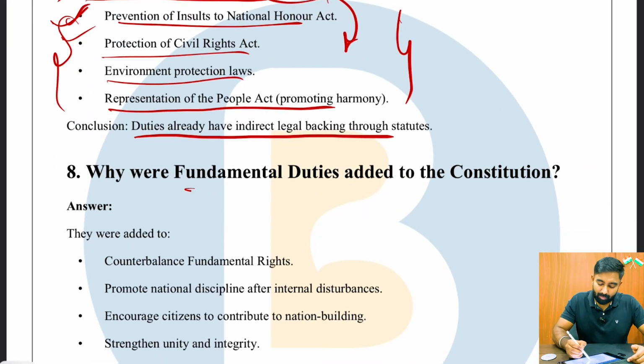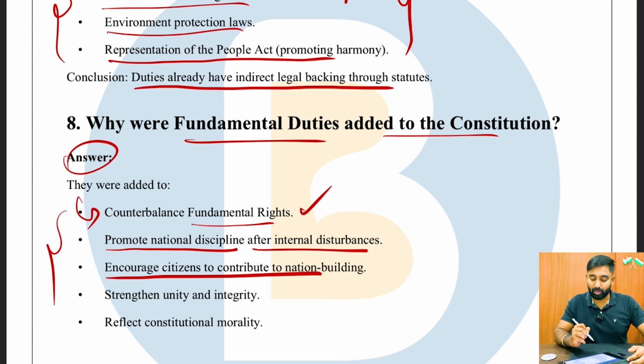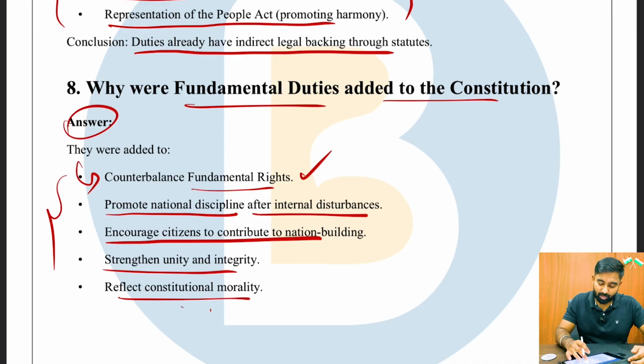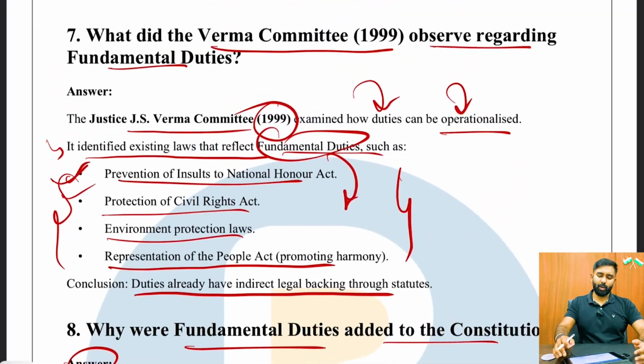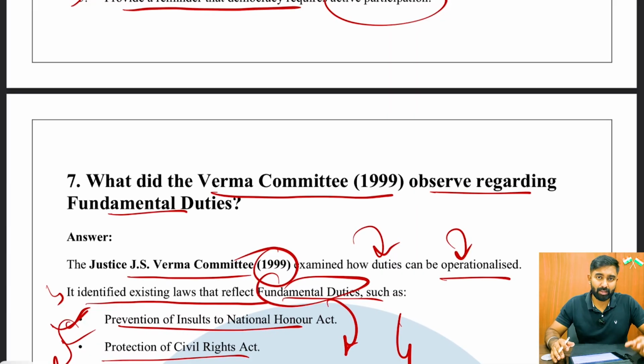Next one: why were fundamental duties added to the Constitution? Answer: to counterbalance the fundamental rights, because we have fundamental rights, but now we need something to counterbalance them, so we have the fundamental duties. Next, promote national discipline after internal disturbances, encourage citizens to contribute to nation building, strengthen unity and integrity, and reflect constitutional morality, right? So I hope all these 8 questions have pretty much covered the entire fundamental duties, at least those very, very important for the examination.